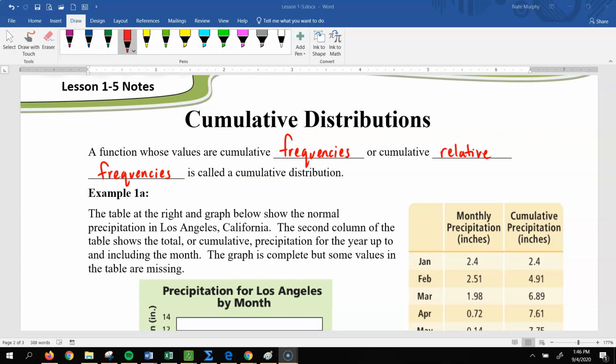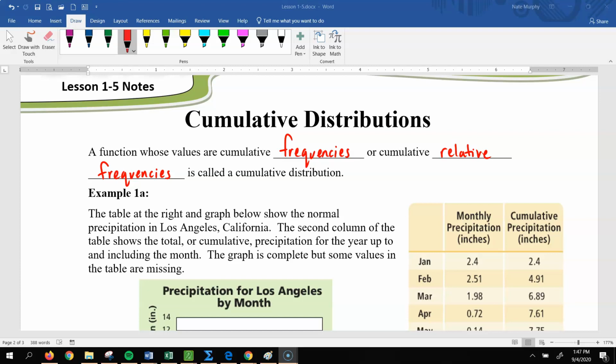So in this lesson, lesson 1.5, we're going to be learning about what we call cumulative distributions. And you might be thinking that there's a common theme here. We've looked at bar graphs, we've looked at histograms, we've looked at box plots. Now we're going to look at cumulative distributions. So again, a lot of this chapter is just different ways that we could represent data and our statistics and be able to look at that information to draw conclusions.